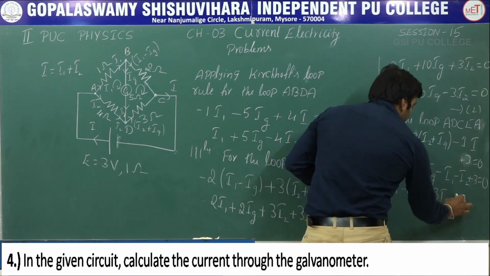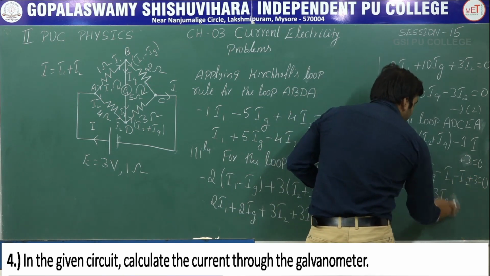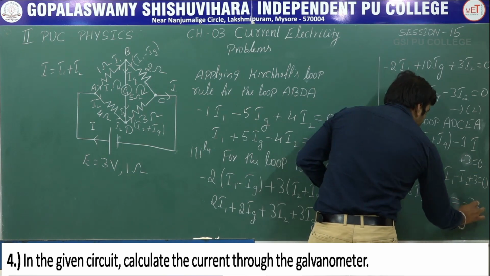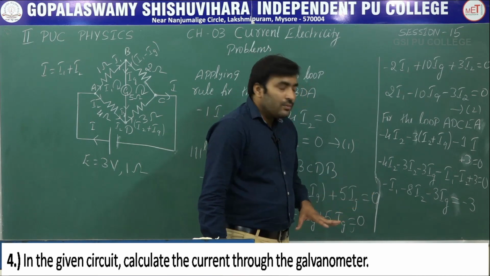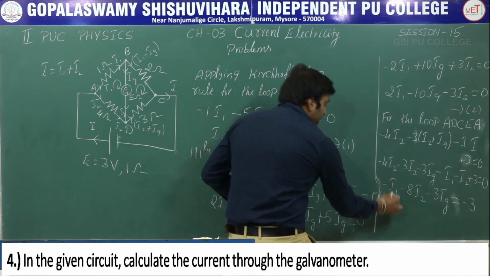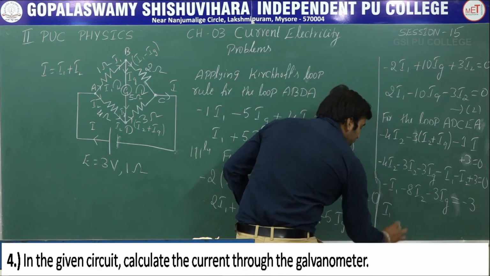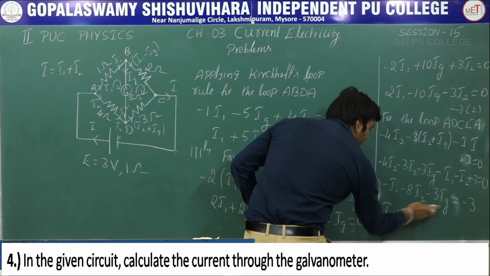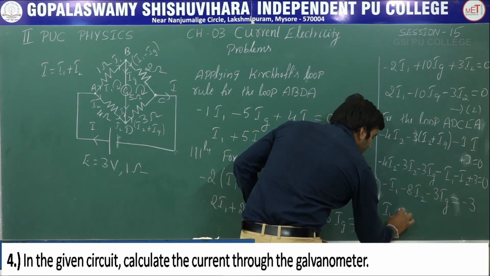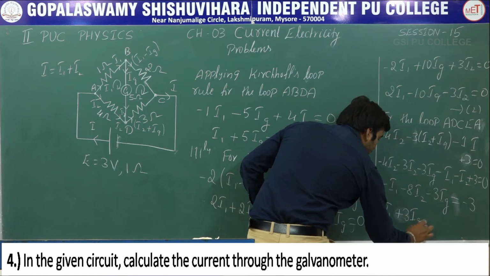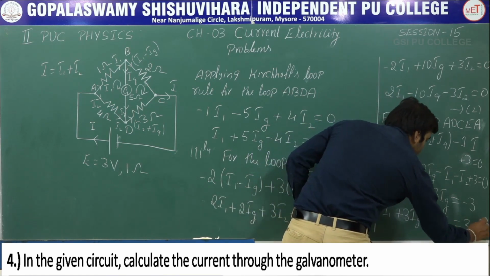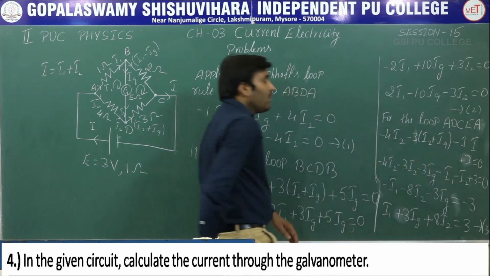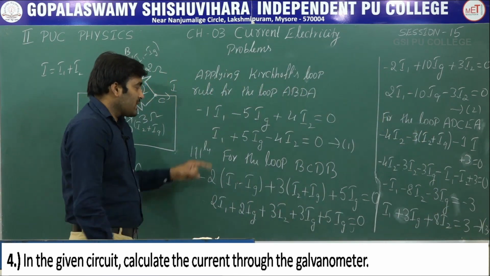We have plus 3 here. Let us send this plus 3 to the right hand side. This becomes minus 3. Now dividing all the terms by minus 1, what we get is I1 plus 3Ig plus 8I2 equal to 3. So this is equation number 3. So now we got 3 equations.